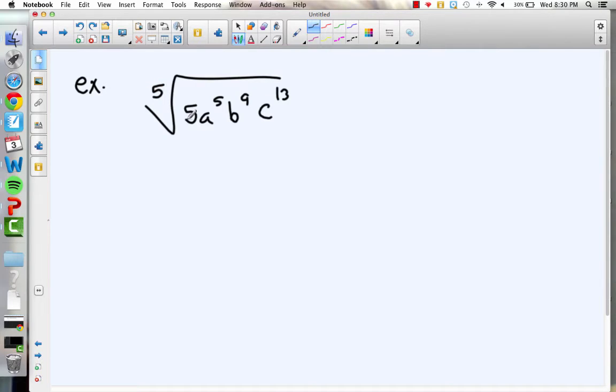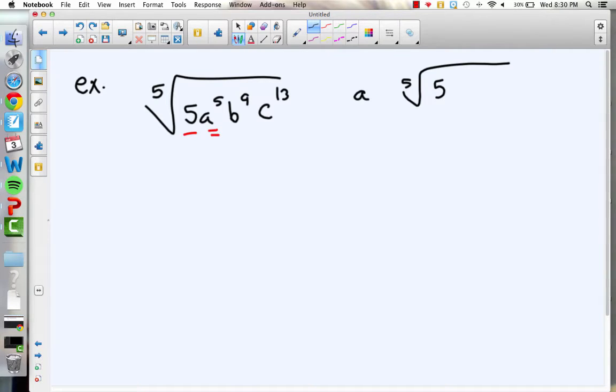Can I take the 5th root of 5? No, I can't. There's no way you can simplify that at all. You can't take something 5 times itself and get 5. So we're going to leave that 5th root over here. So the 5th root of 5. Okay, so I've already taken care of that. Then I'm going to move on to my a to the 5th. Well, 5 and 5 match, so I'm left with just an a, and that a goes on the outside.